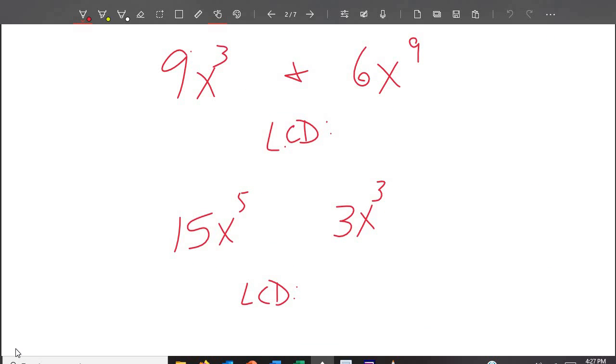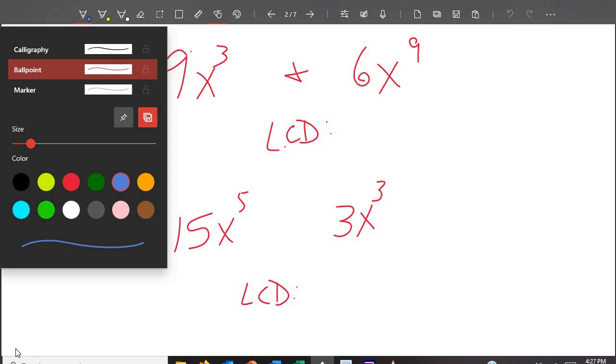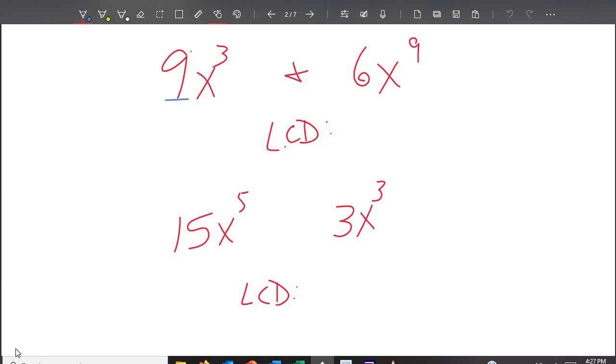Let's look at this first problem. Now, my coefficients are 9 and 6. I need a number that they both can divide into. They both can divide into 18, so my LCD between the 9 and the 6 will be 18. Now they both have x's, so my LCD is going to have x, and it's going to have x with the largest exponent.